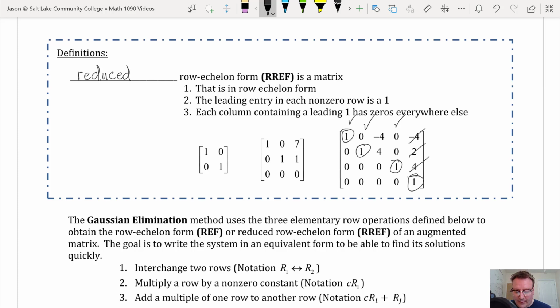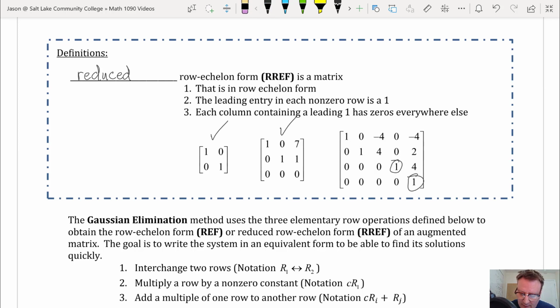Notice this 4 and -4 here, that's okay, because they're not in a column that contains a leading 1. It's only the columns that contain a leading 1 where everything needs to be zeroed out, except for the leading 1. So these two both check out. These are both in reduced row echelon form.